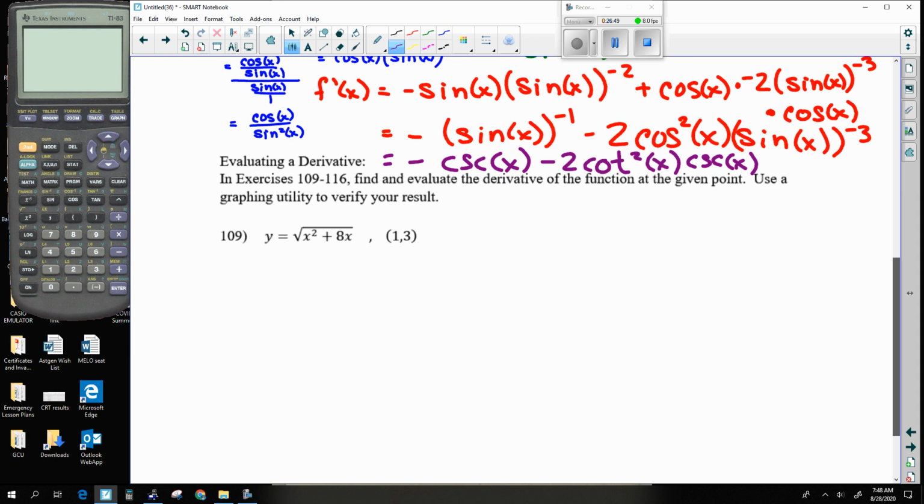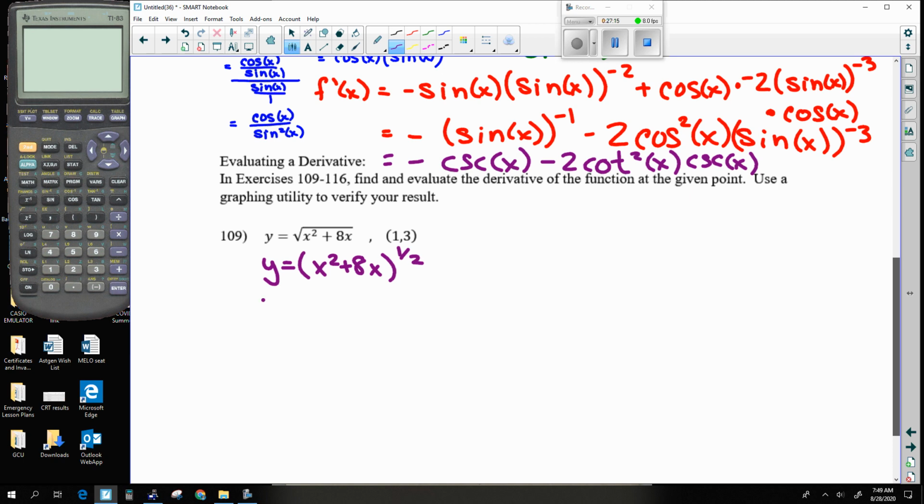It's a nasty problem. It's an ugly problem. All right, find the derivative and evaluate it. Use the graphing utility to verify your result. So find the derivative at that point. All right, so what this is originally is x squared plus 8x to the 1/2.